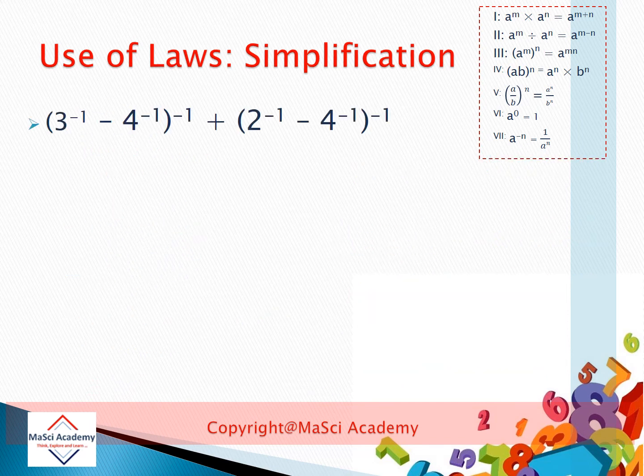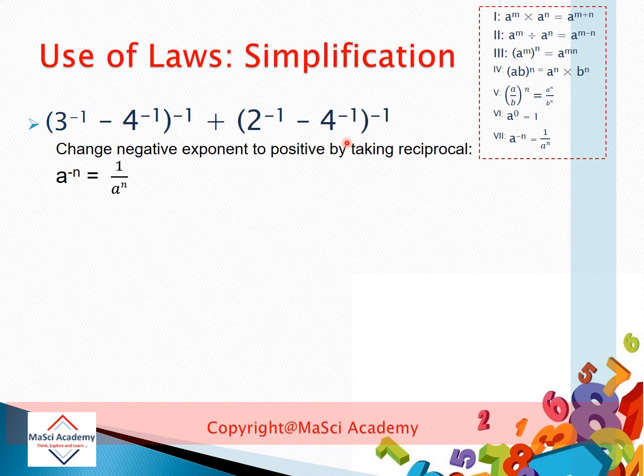Let's look at another example involving simplification. 3 to the power minus 1 minus 4 to the power minus 1, both the numbers to the power again minus 1, plus 2 to the power minus 1 minus 4 to the power minus 1, again both the numbers having a power of minus 1. This equation involves all negative exponents. So first we change them to positives.